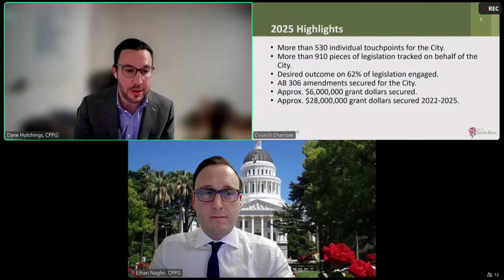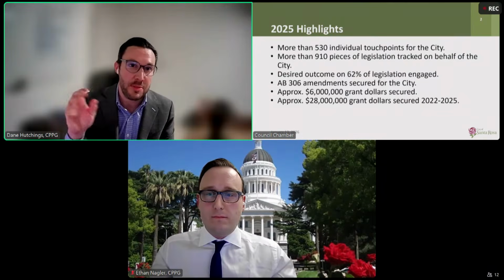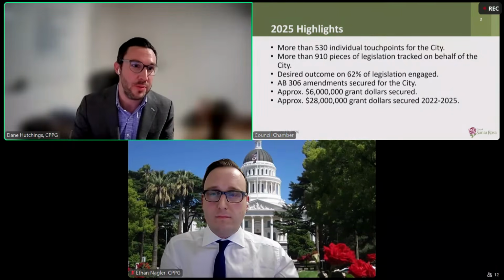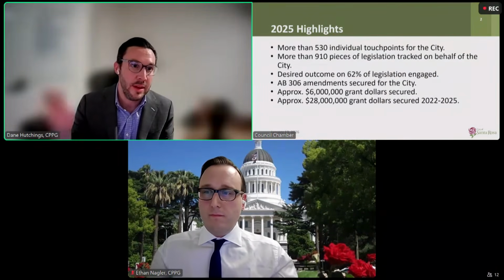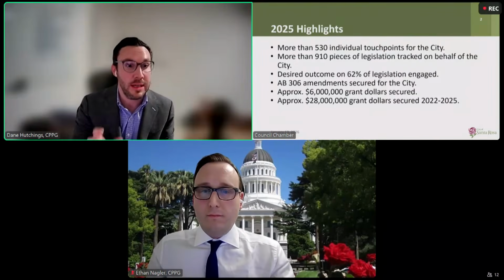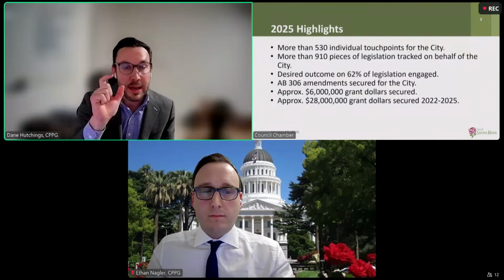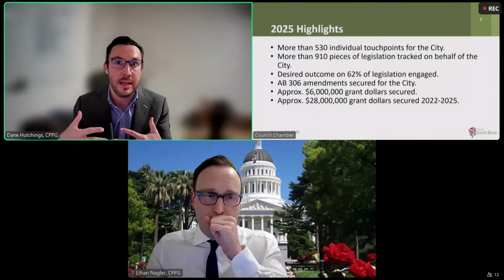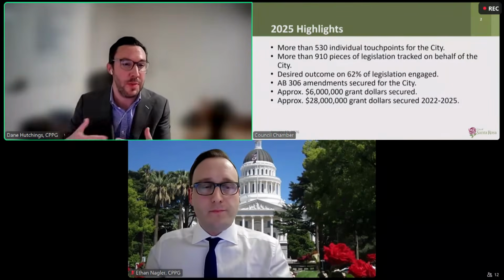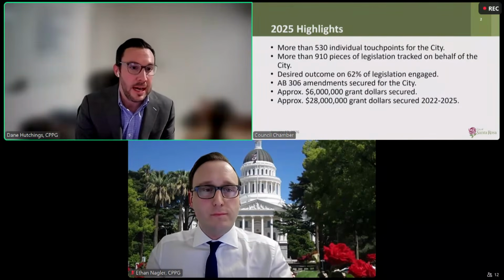One of the key things I wanted to highlight, and this was a big shout out to your staff, but with respect to AB 306 and some of the reach code issues, we were able to negotiate directly with Assembly leadership to get a Santa Rosa specific amendment in there that made the reach code suspensions a little bit more workable for the city.